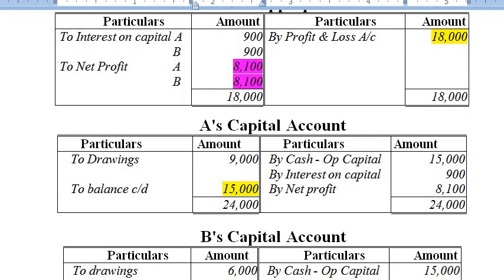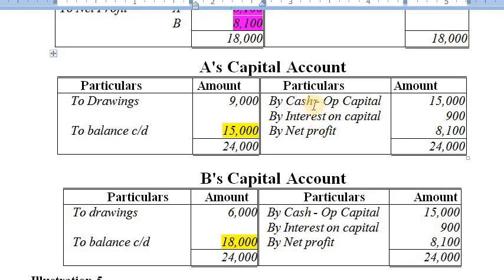Capital accounts of A, capital accounts of B, together. So I kept this account separate. Because of some space constraint, maybe in the coming sums I will combine the capital account, with common particulars column and different amount columns. 15,000, A is 15, B is 15, that is opening capital. This is an easy sum. Interest on capital and net profit, that's all.